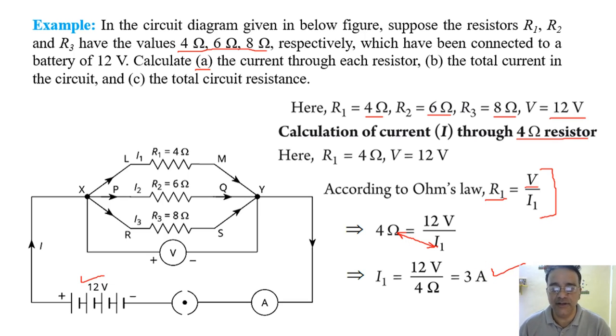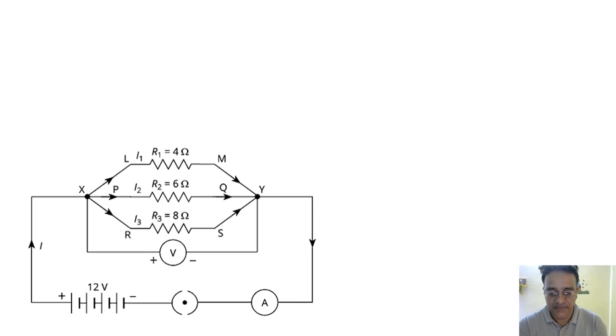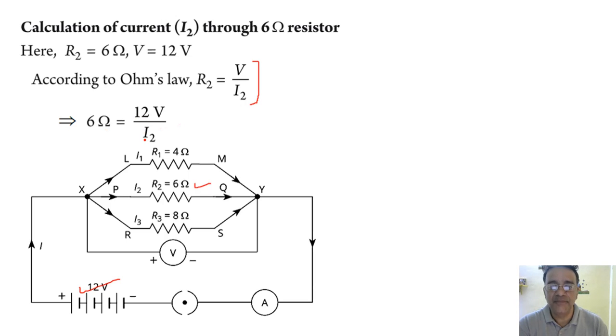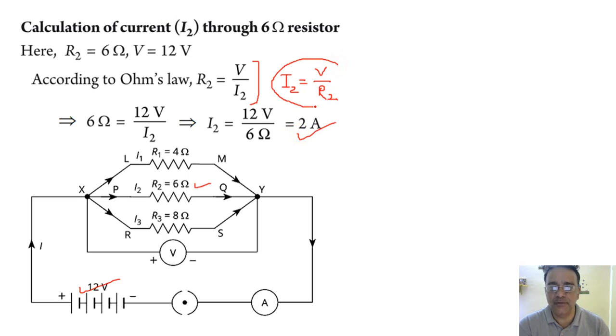Now we are going to find the current flowing through the 6 ohm resistance. So R2 is equal to 6 ohm and V same होता है, that is 12 volt. यहाँ पे अगर Ohm's law apply करते हैं, we can apply directly I2 is equal to V by R2. Otherwise, R2 is equal to V by I2, and 6 ohm is equal to 12 by I2, so I2 will be 12 by 6. मैं फिर से बोल रहा हूँ, हम लोग direct ये वाला formula use कर सकते हैं, Ohm's law में V upon R2. This formula we can use directly. So 12 by 6, 2 ampere मिलेगा यहाँ पर. Okay, if you use it directly, that would be better.